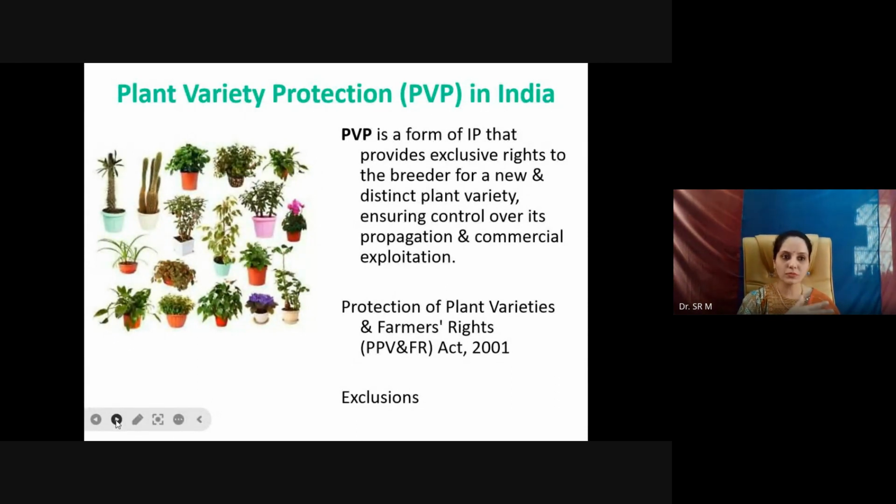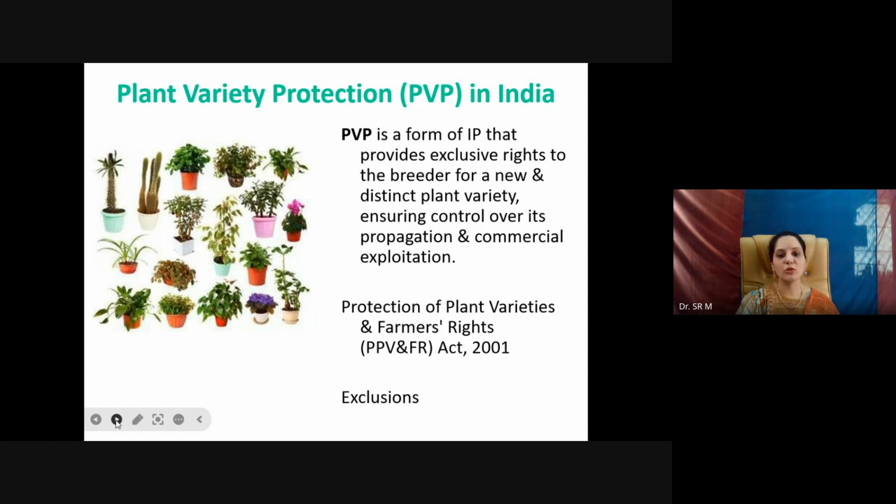If you want to register, you can submit an application to the Plant Varieties Registry. They will examine the application for compliance, whether it meets all the eligibility criteria or not. If it is accepted, this particular variety is published in the Plant Varieties Journal. Even third parties can oppose your registration. If there is no opposition from anybody, then this variety can be registered. Then as a PPV holder, you have the exclusive rights. You can produce, sell, market, distribute, import and export this protected variety.